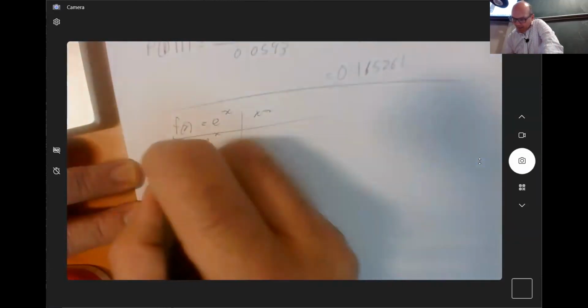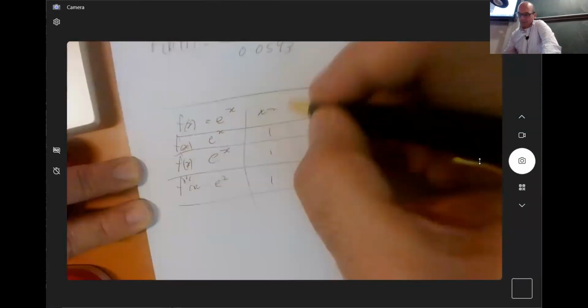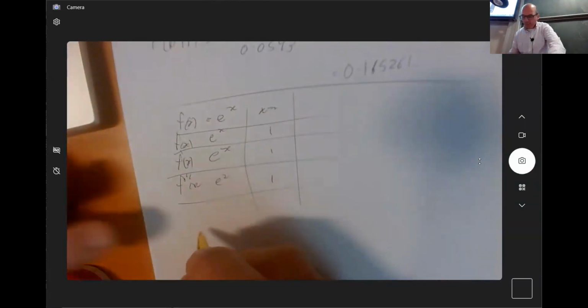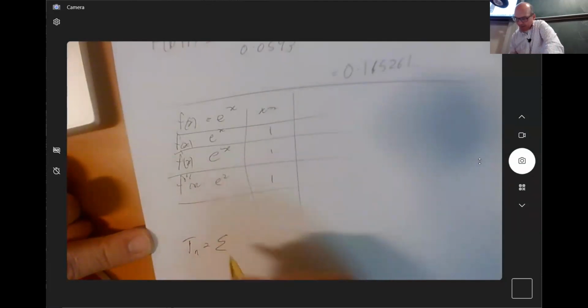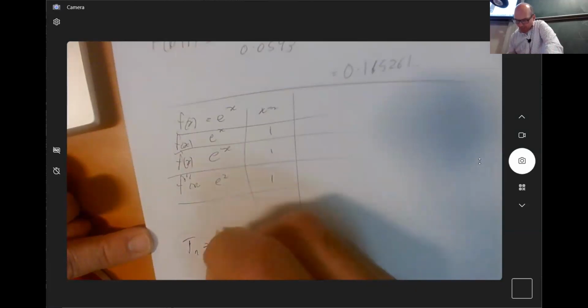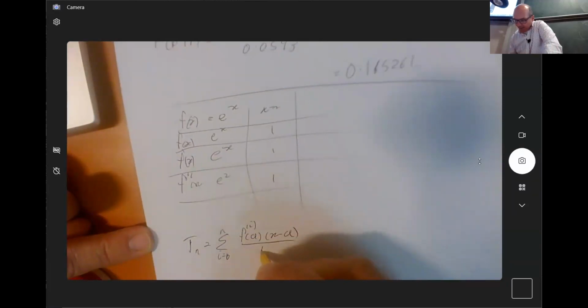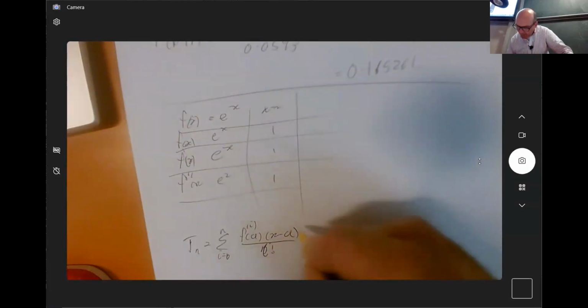So I'm creating this little table of values, all right? And these numbers are all 1. Okay, so I've got this nice thing happening here. They're all 1. My Taylor polynomial of degree n is the sum from i equals 0 to n of the ith derivative of f evaluated at a, times x minus a to the i, on i factorial.